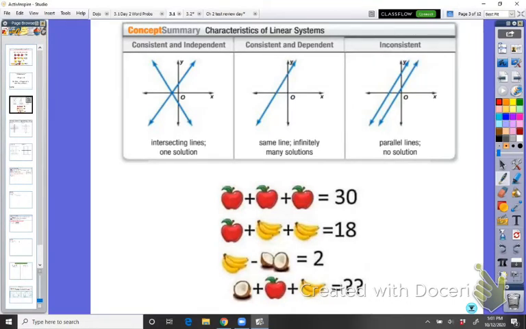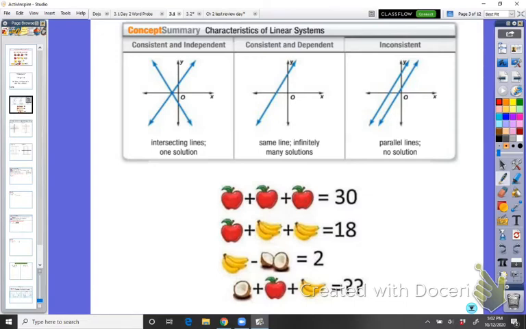Okay, this is chapter 3. This first section, 3.1, is about solving a system of equations by graphing, substitution, and elimination. There are 3 possibilities of your solution. So you could have 2 lines that intersect, which means there's one solution, and that's where they cross.